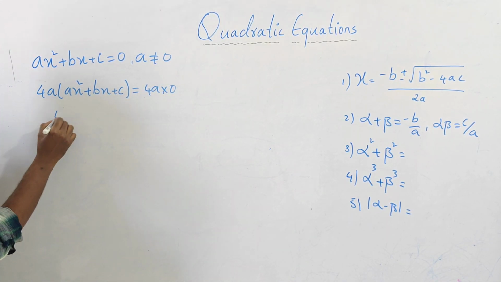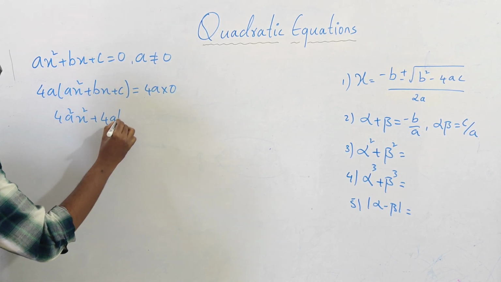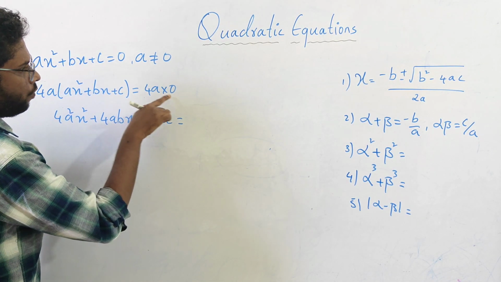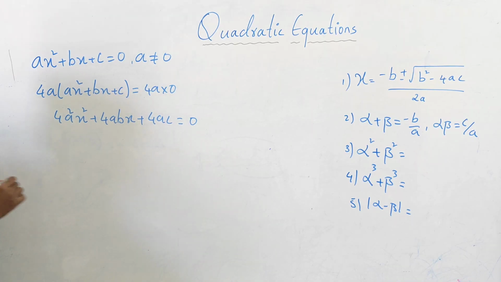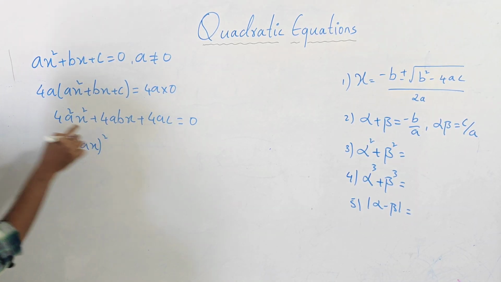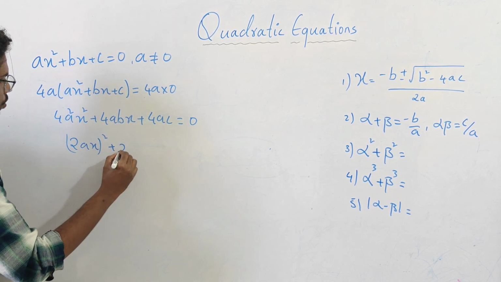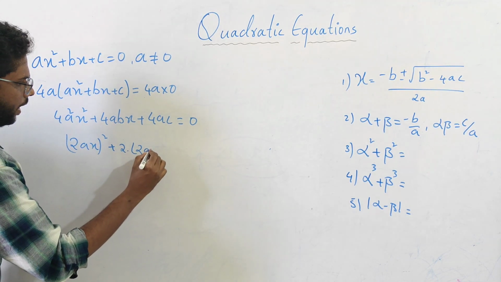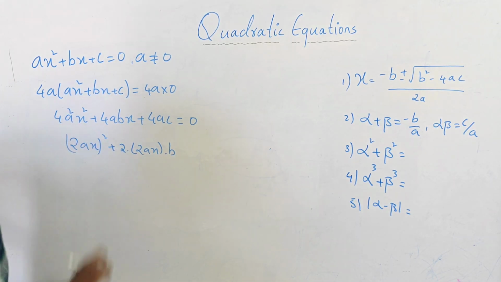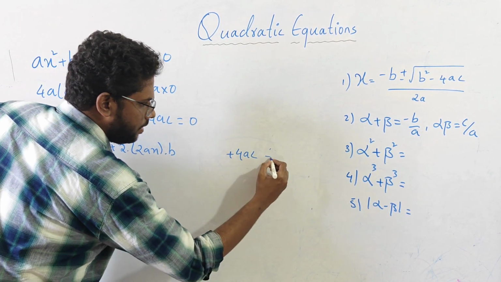Next, multiplying, what you get is 4a square x square plus 4abx plus 4ac, which is equal to 4 into 0, which will be 0. Now this can be written like this: ax whole square, this 4a square x square I am writing as (2ax) whole square. Now this term can also be written like this, 2 into 2ax into b, which gives us 4abx. Why I am writing like this, I will show you.